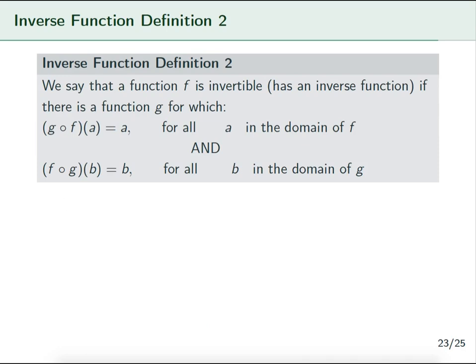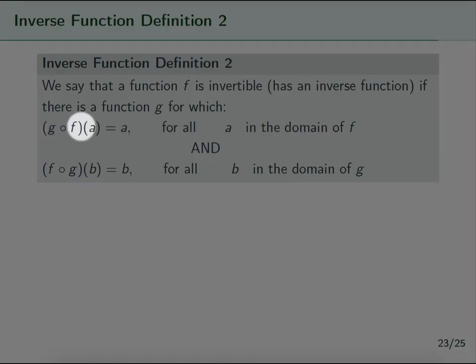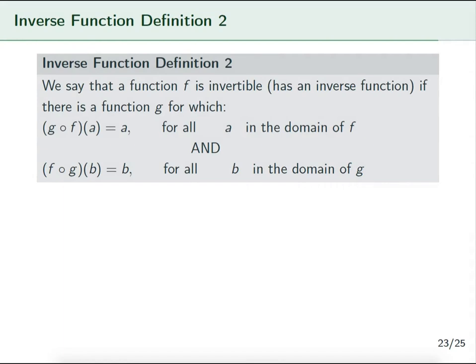So second definition is that we say that a function f is invertible. So invertible means it has an inverse function. If there is a function g for which if we composite f and g for all a in the domain of f, so if we do g of f of a, and if we simplify that equation, we get a, and we also composite f of g of b, and we get b if we simplify, for all b in the domain of g. So inverse function here, we're defining using composite function.